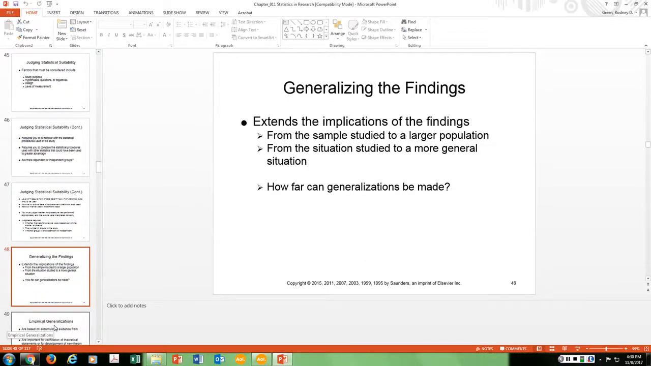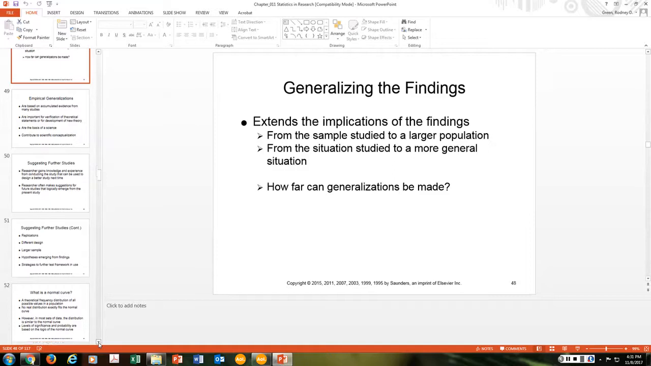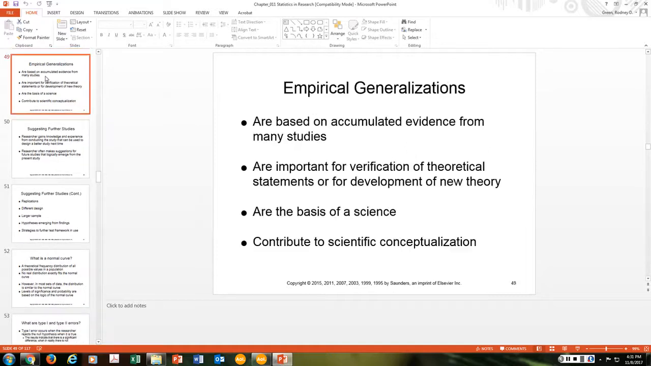And generalizing the findings extends the implications of these findings from the sample studied to a larger population, from the situation studied to a more general situation. And you really have to be careful about how far generalizations can be made. So the generalizations are based on accumulated evidence from many studies. They are important for verification of theoretical statements or for the development of new theory. They are the basis of science, and they contribute to scientific conceptualization.